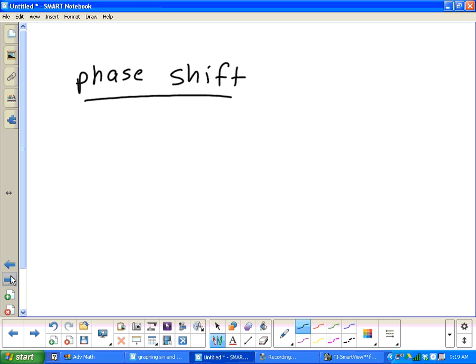Now, I'm just going to make a generic equation right here and explain what phase shift does. So let's say we've got plus or minus A, my amplitude is just going to be the absolute value of it, times sine of bx, plus C.